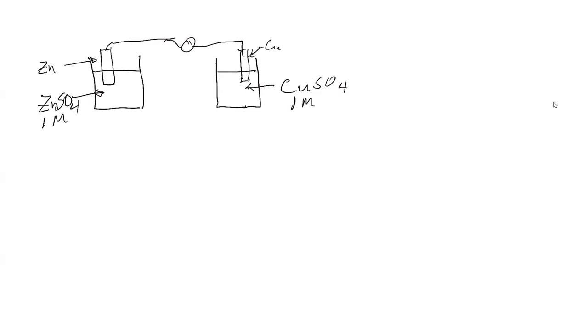And then we need some way to keep the ion balance correct. So usually we use what's called a salt bridge. So we want to draw a salt bridge in here, and perhaps we'll put 1 molar potassium nitrate in that. We can use different salts, but that will be a choice. So that's my salt bridge.